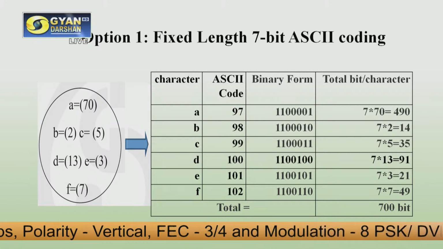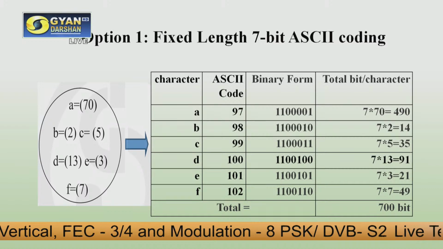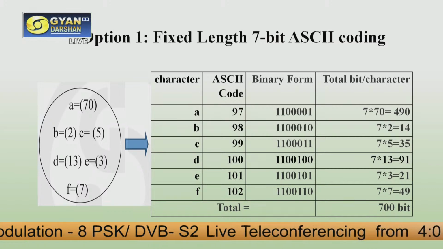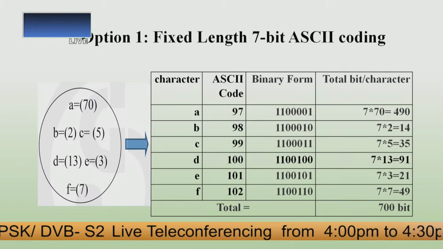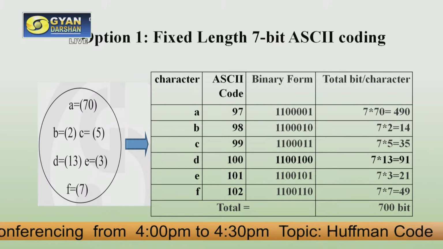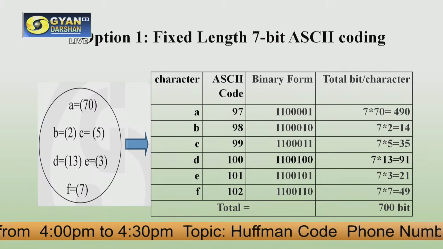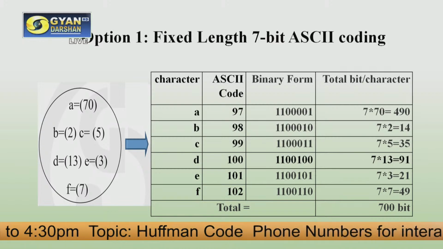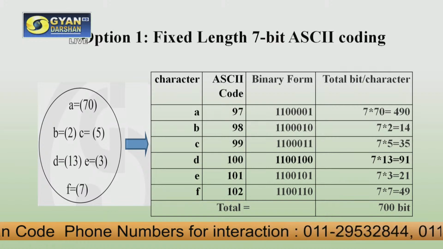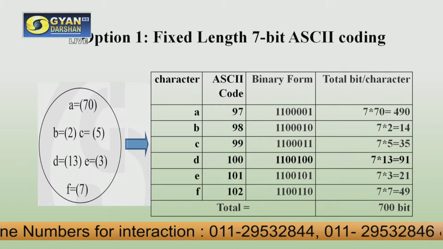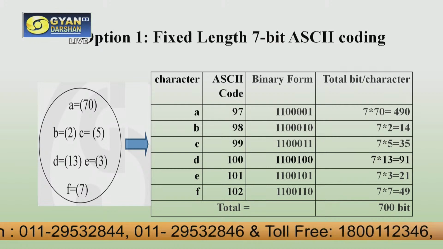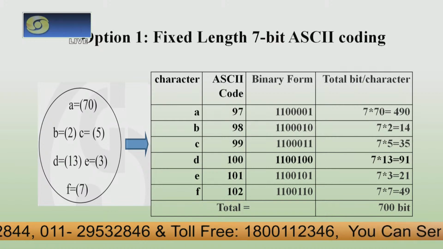So, 100 characters, and the frequency is as follows: A has 70, okay? B has around 2 characters only in that overall code. C has 5, D has 13, E 3, and F 7. So this is the frequency of each of these characters, right? And suppose we code these characters with the help of ASCII codes, that is American Standard Code for Information Interchange, which is the standard code which we use to represent characters.